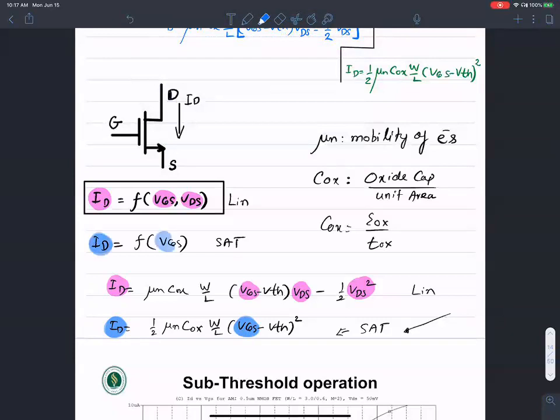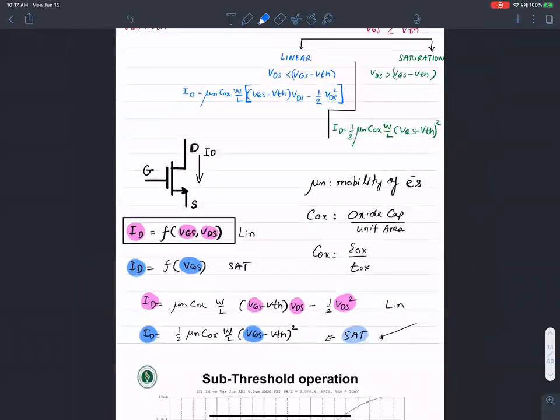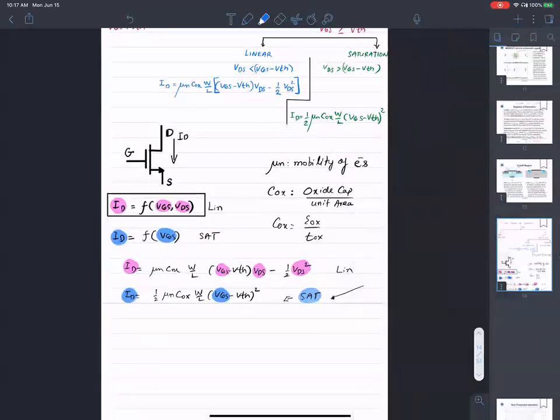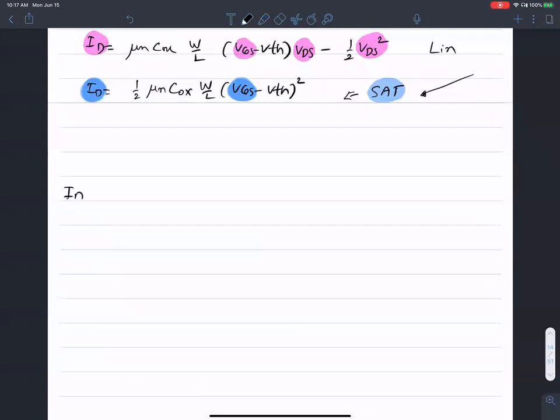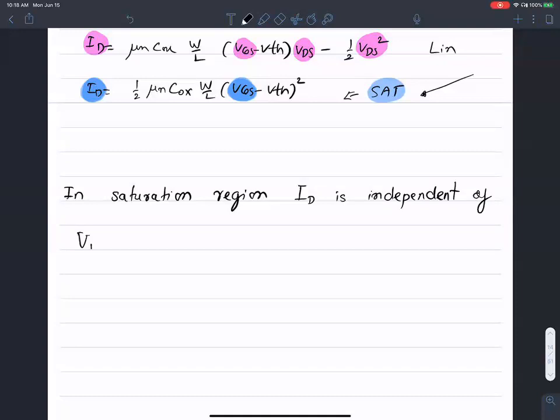The idea is that in the saturation region, the drain current is independent of the VDS value. Let me say that one more time. In theory, in the saturation region, the current in the drain is independent of the VDS value. That's a very, very interesting behavior.